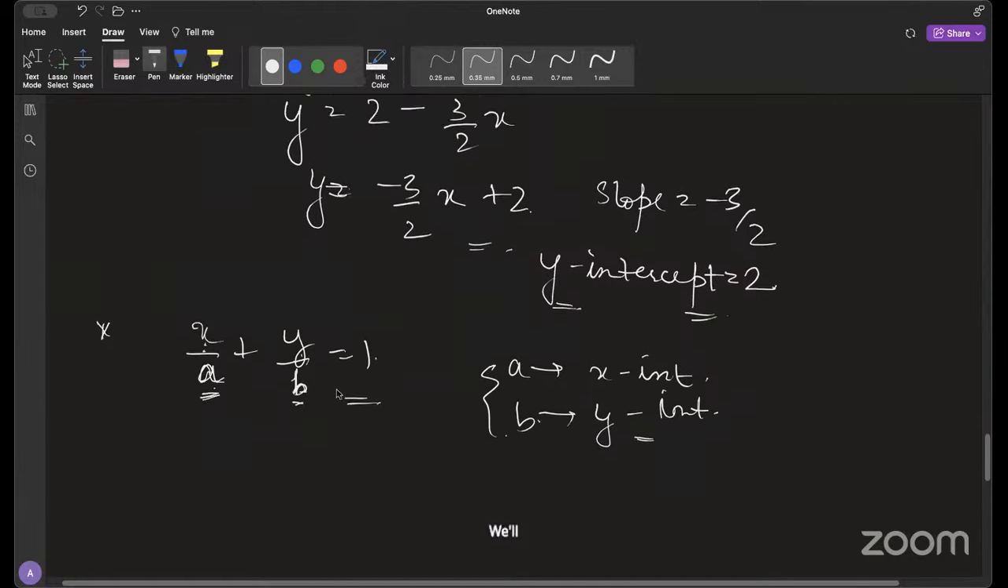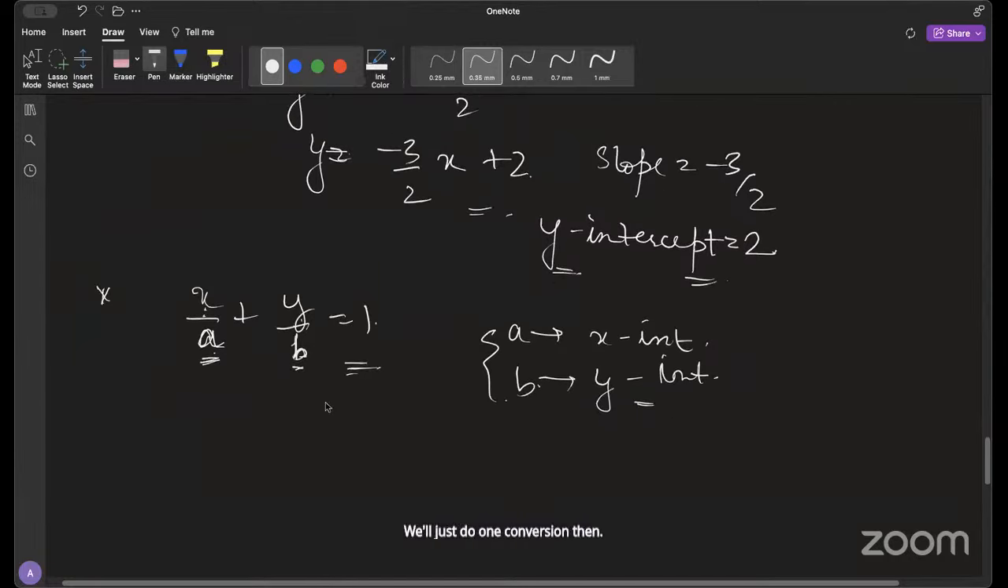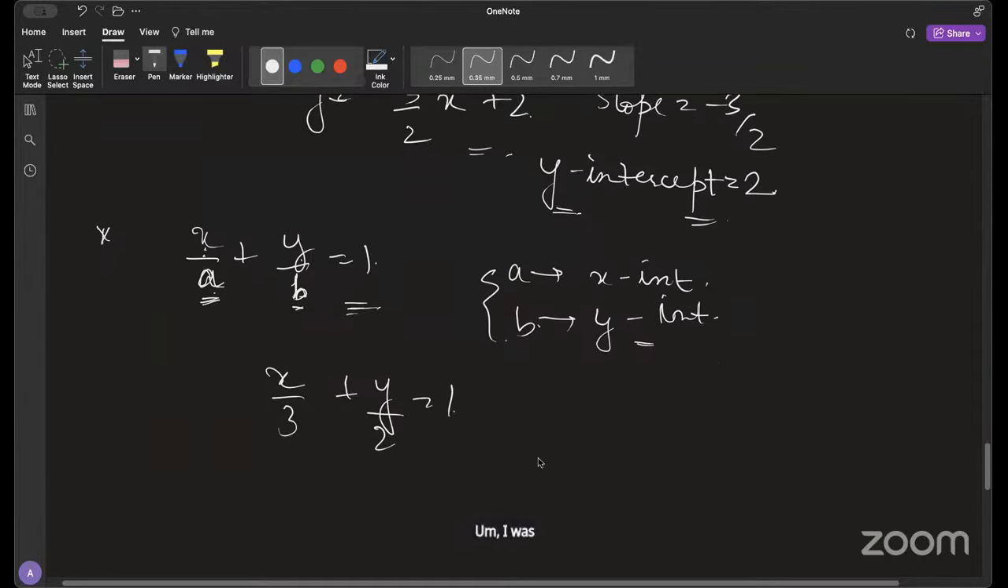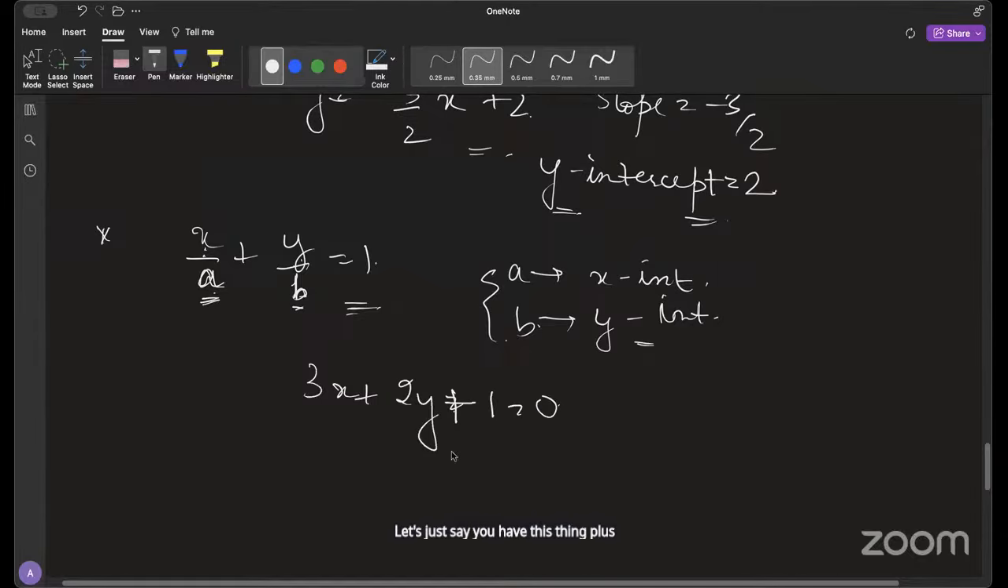We'll just do one conversion then. Let's just say you have x by 3 plus y by 2 equals 1. You can convert from general form to intercept form. Let's just say you have this thing plus 1 equals 0.